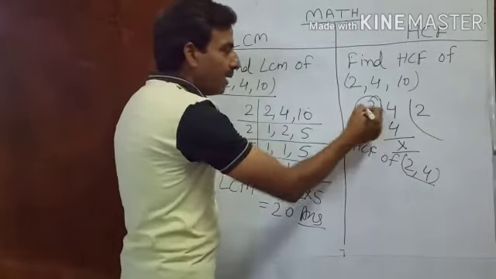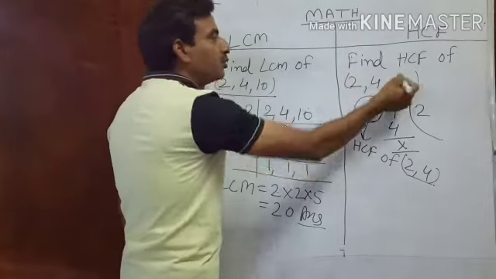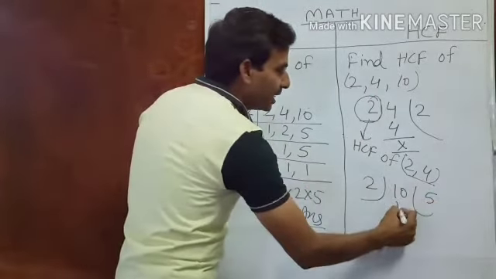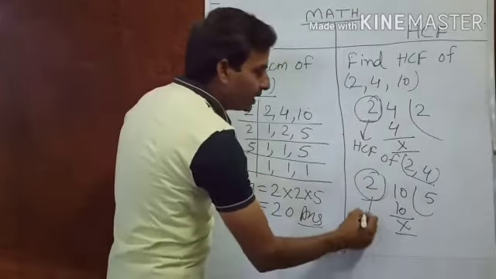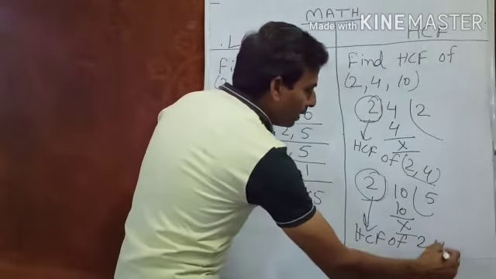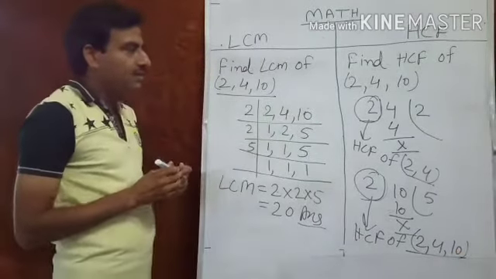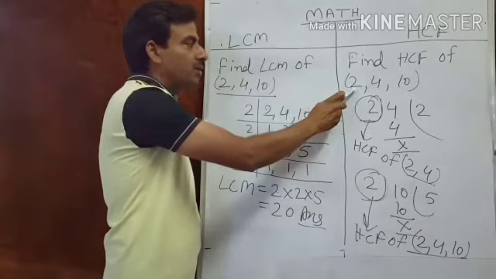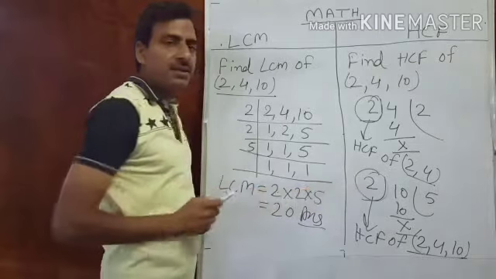We have to find the SCF of 2, 4 and 10. So by this divisor, it means by this SCF of 2 and 4, we divide 10 again. 2 divides 10, 2 5s are 10. It means 2 can divide 10 also. Then 2 is the SCF of 2, 4, 10. Now check. Can this 2 divide all numbers or not? 2 1 is 2, 2 2 is 4, 2 5 is 10. It means it is the right answer.